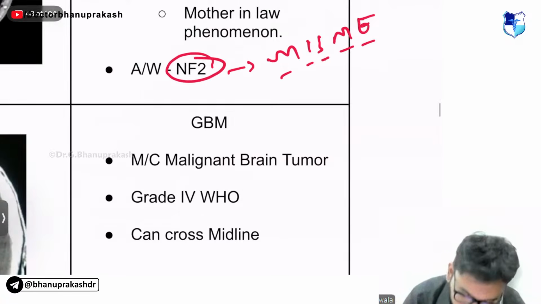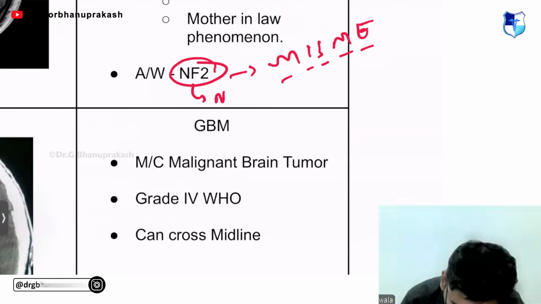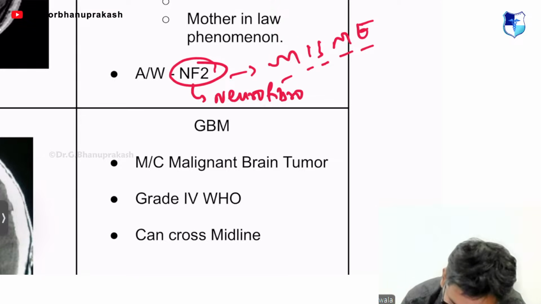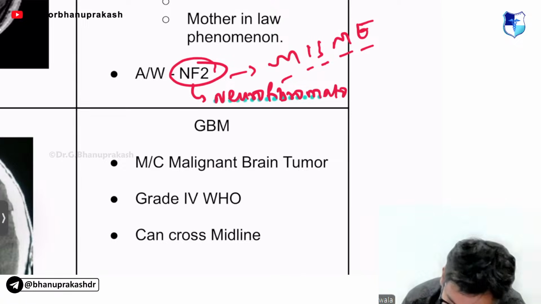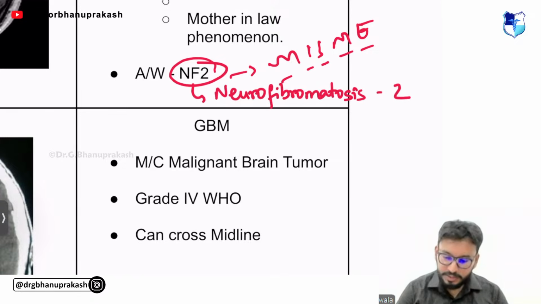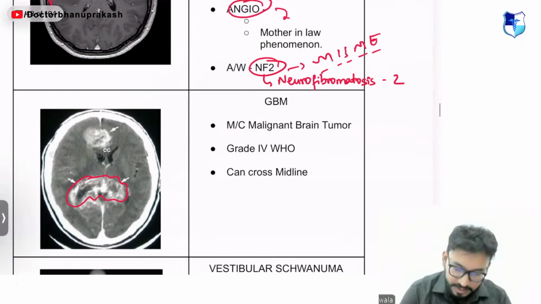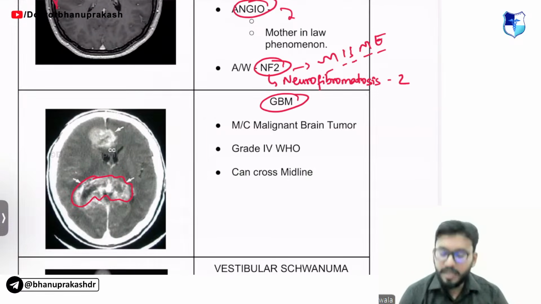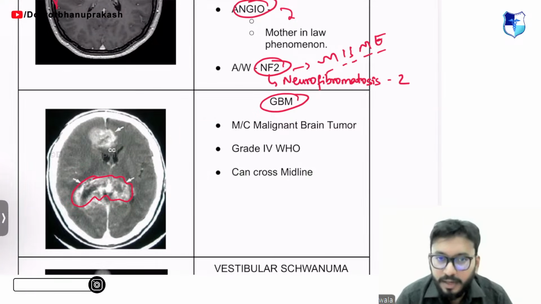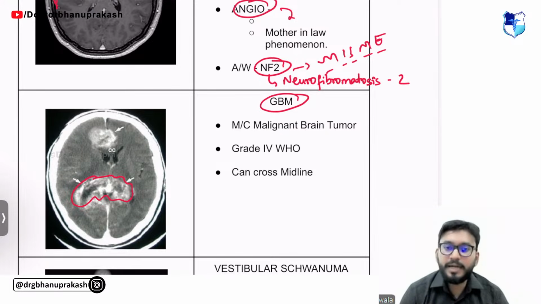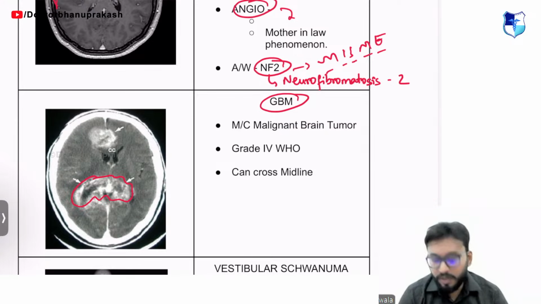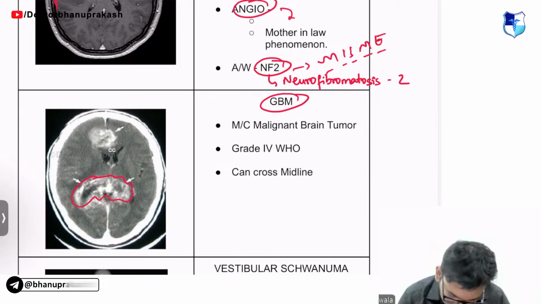NF2 stands for neurofibromatosis type 2. And this is glioblastoma, previously known as glioblastoma multiforme. Most common malignant brain tumor, WHO grade 4, can cross the midline, and that is what you need to know.